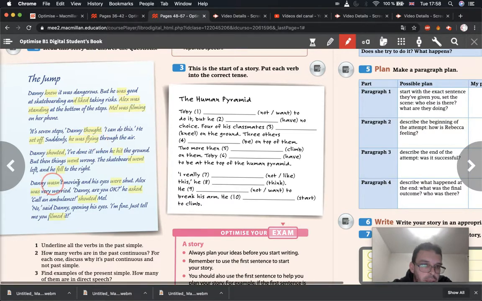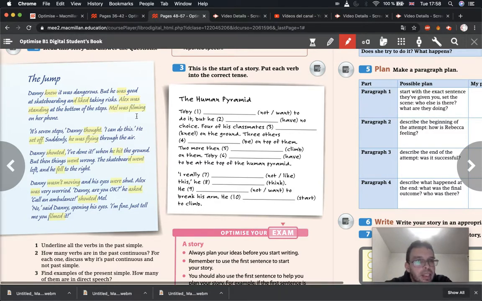Danny wasn't moving. Okay, so that's 1, 2, 3, 4. Why are these verbs in past continuous? Why is this in past continuous?